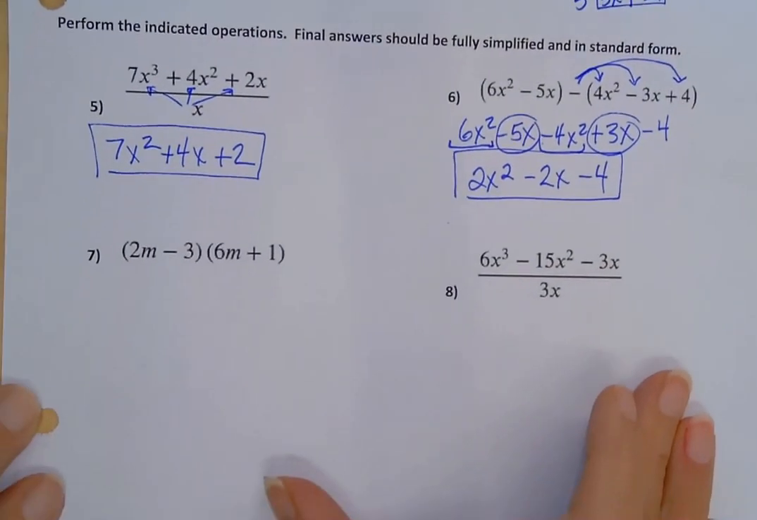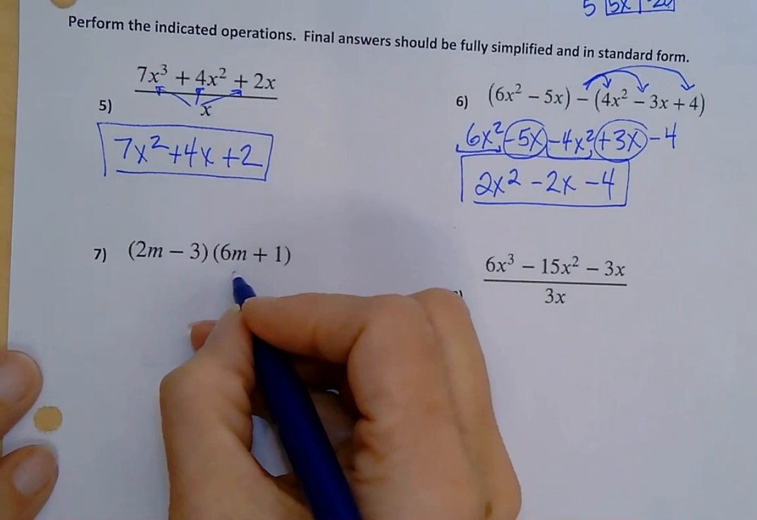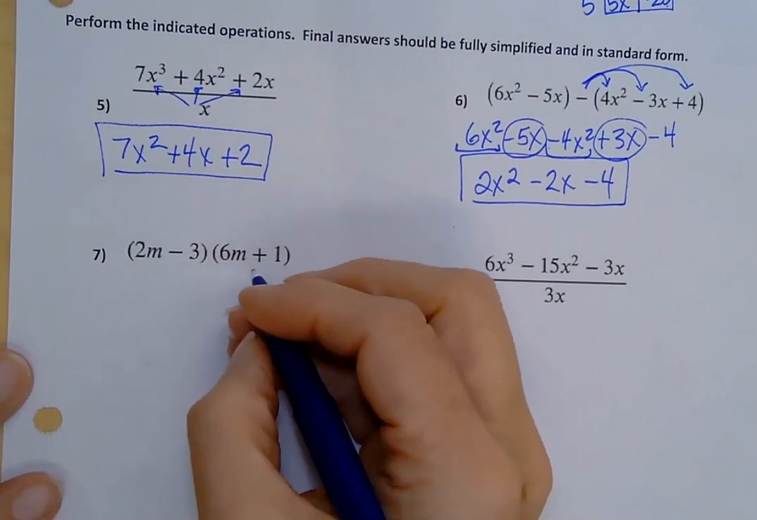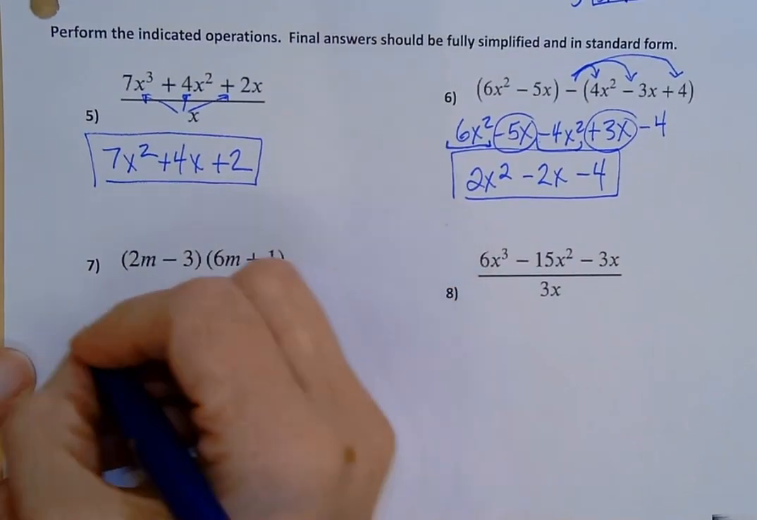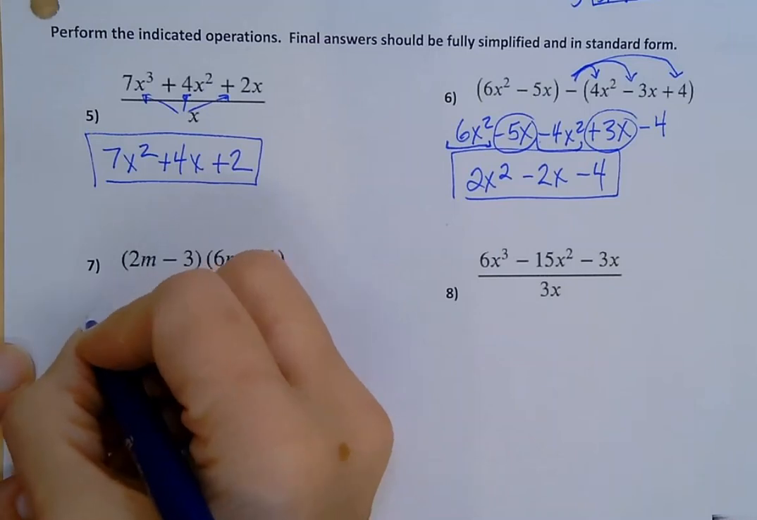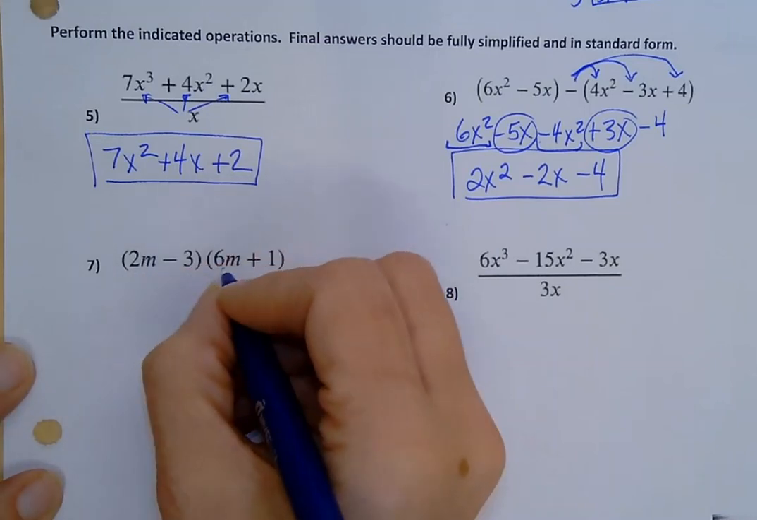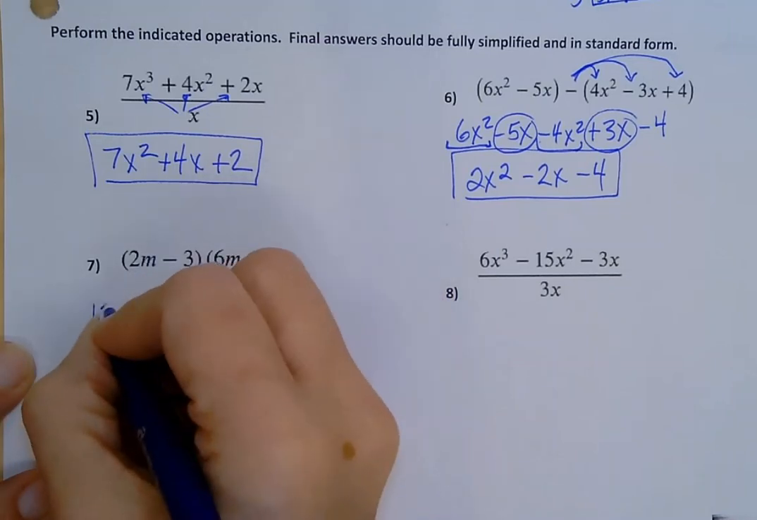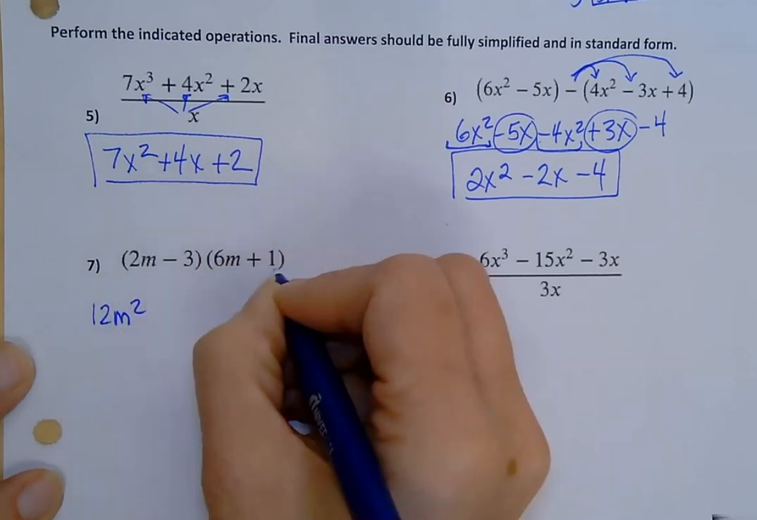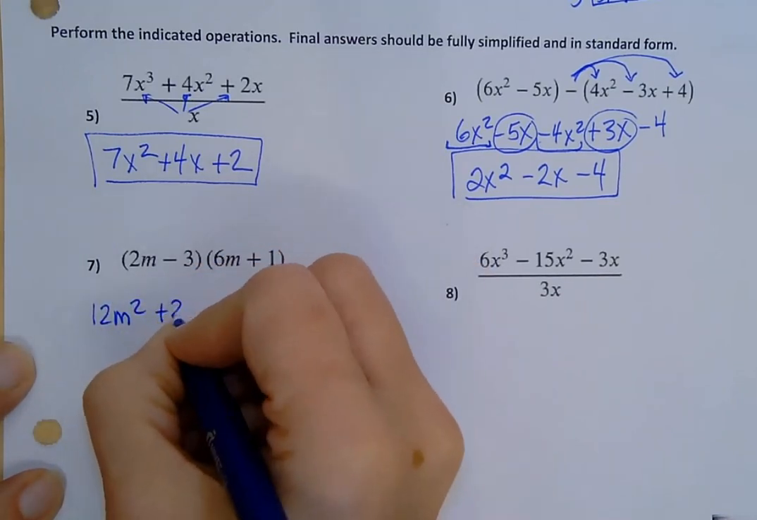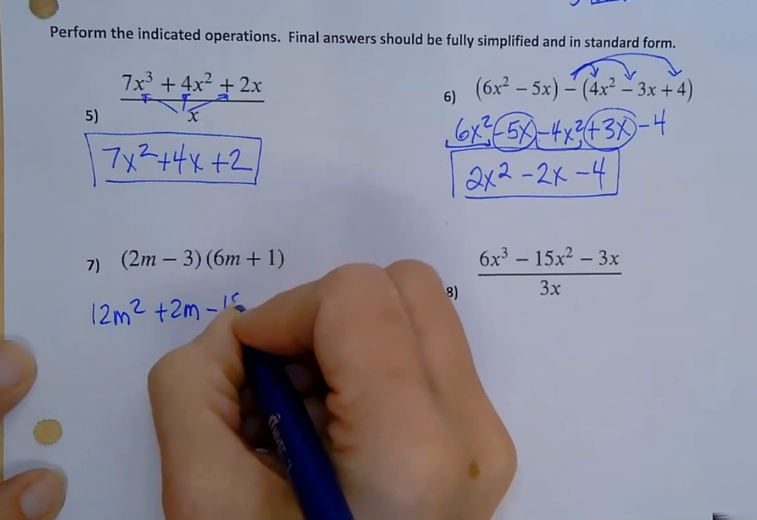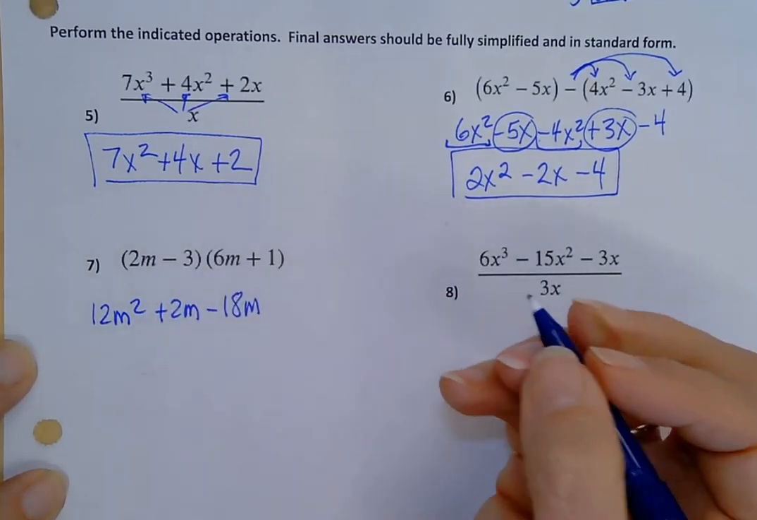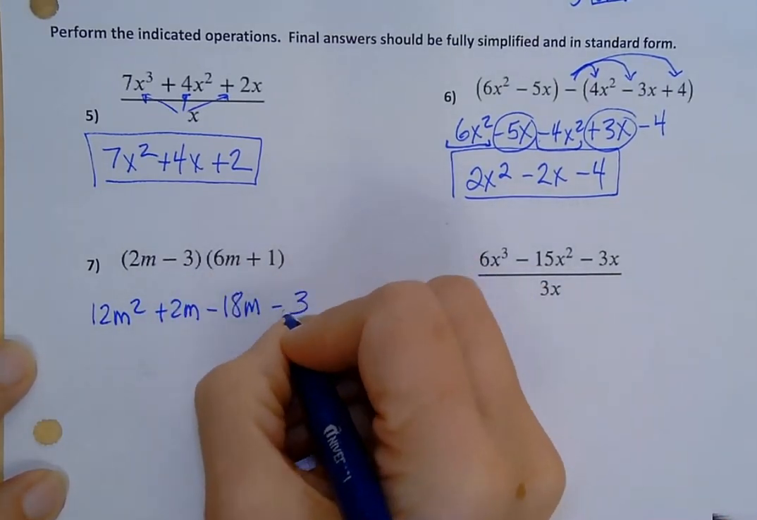All right. 2m minus 3 times 6m plus 1. You can use any method you like. I will say FOIL. So first is going to be 2m times 6m is 12m squared. Outer is 2m times 1, so that's 2m. Inner is negative 18m, because that's negative 3 times 6 times m. And last is negative 3.